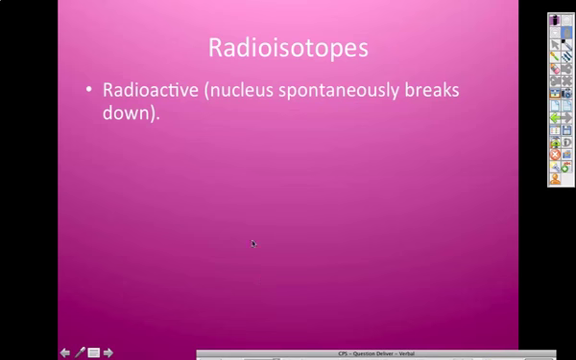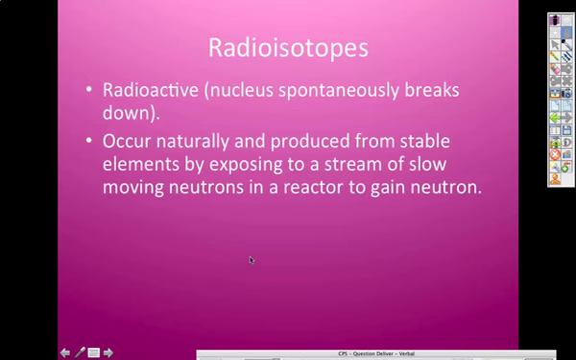So radioisotopes are radioactive, which means that the nucleus is spontaneously going to start breaking down. They occur naturally and are produced from stable elements by exposing them to a stream of slow-moving neutrons in a reactor to gain more neutrons. Some of them occur naturally, some don't.